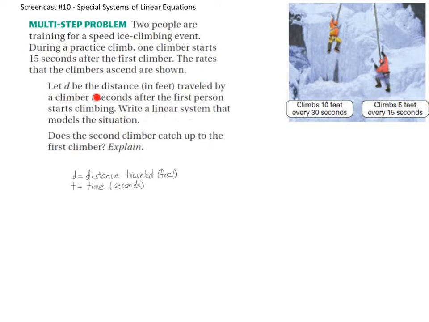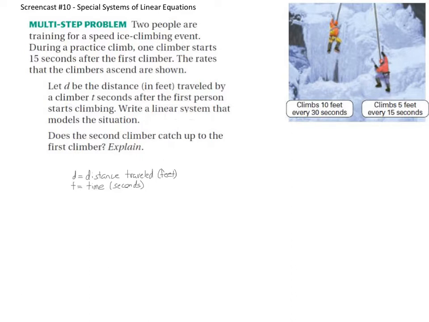Let d be the distance in feet traveled by a climber t seconds after the first person starts climbing. Write a linear system that models the situation. We'll do that. And then we'll answer the question, based on the linear system, does the second climber catch up to the first climber? And then we'll explain why or why not.